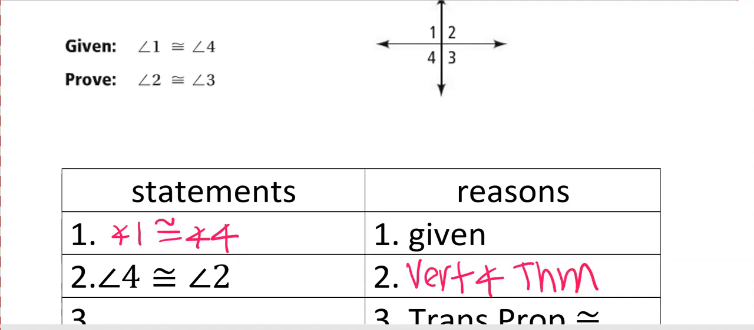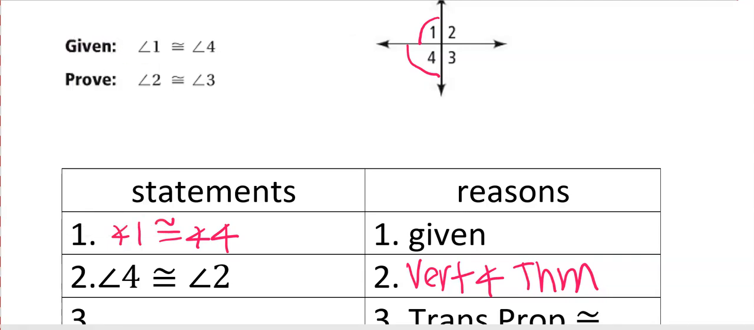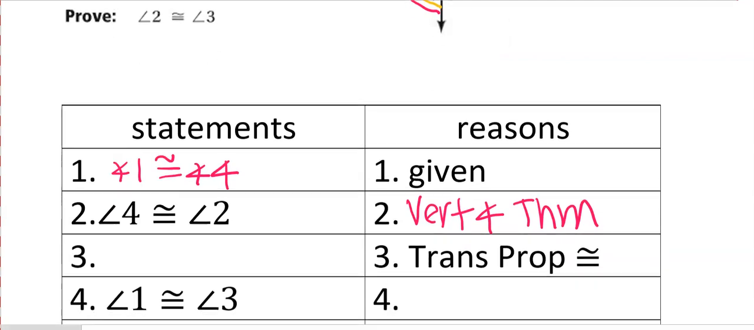So now we know that this one and this one are the same because that was given. And we also just showed that this one and this one are the same. So we can kind of use that as we go. They're going to do a little transitive property here. If 1 and 4 are the same and 2 and 4 are the same, wouldn't 1 and 2 be the same? Because they kind of have the same color on there.